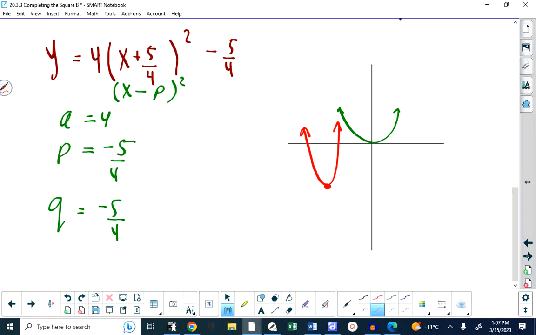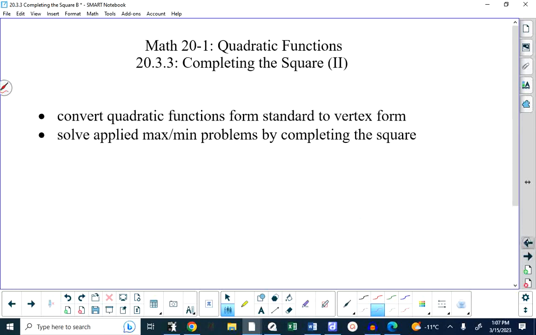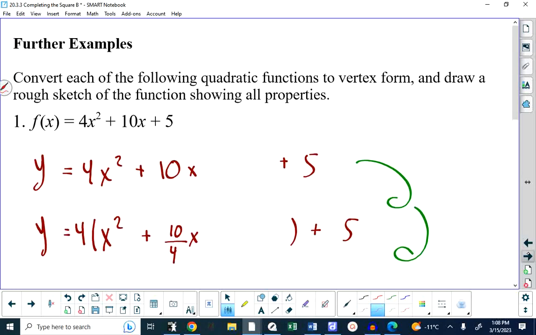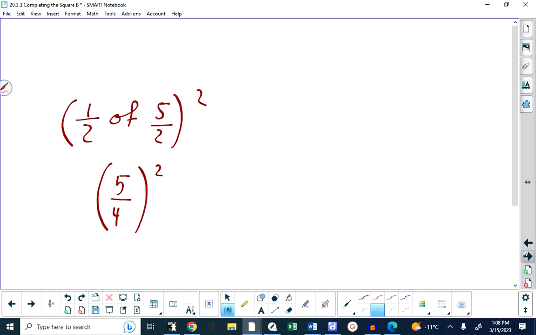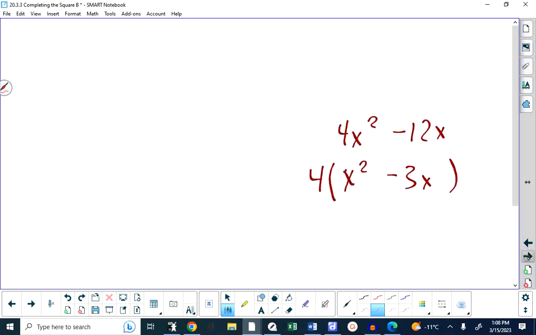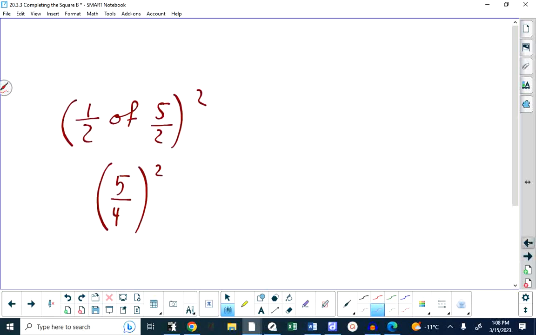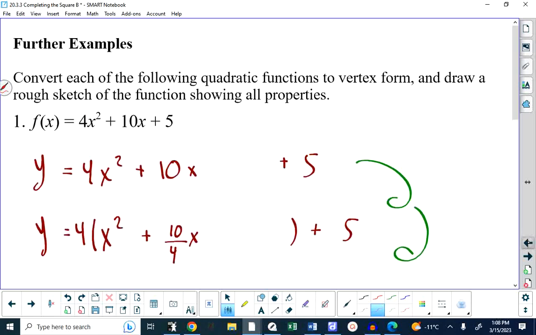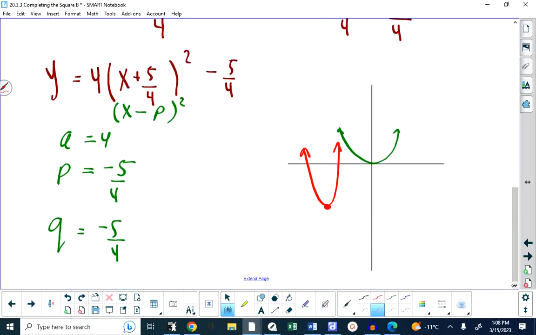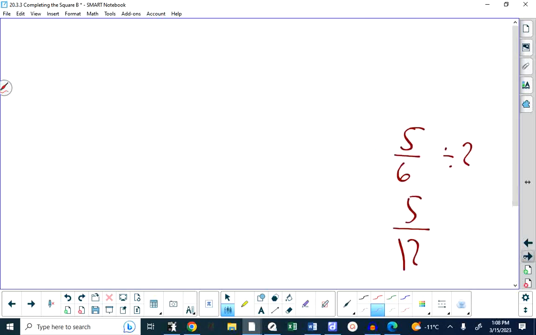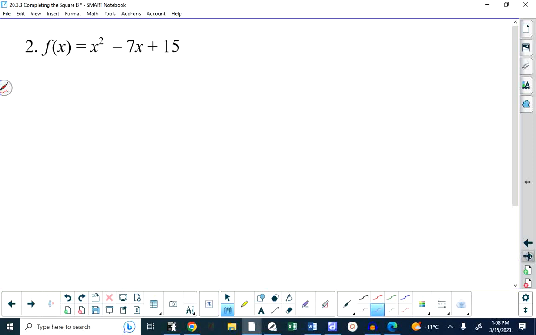Let's try another one. What were we asked to do? Rough sketch showing all properties. Well, I guess I'm not showing all properties. You know, I could draw in the axis of symmetry. I could label the vertex, but I think you get the point. Let's try another one.